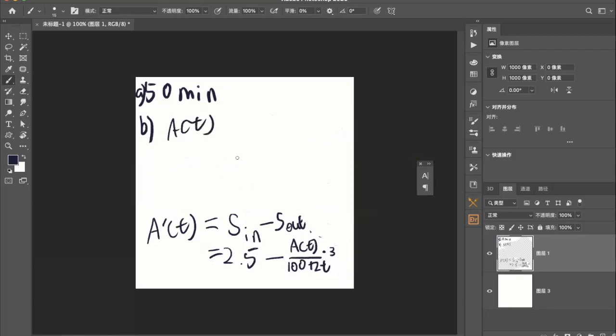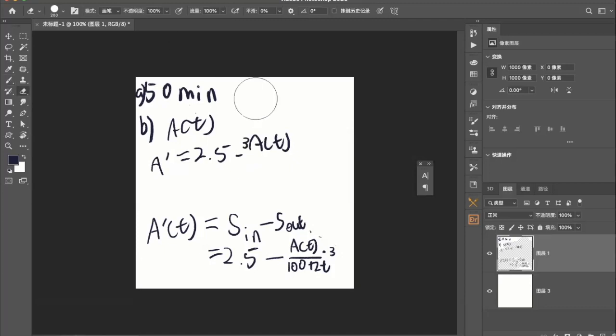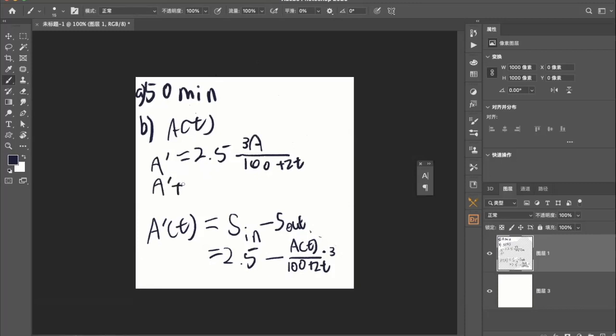Then we need to find A(t). So we know how to plug in t, which is 15 minutes, so we know what A is. So how should we do it? Well, A prime equals 2.5 minus 3A(t) over 100 plus 2t. You know what? Let's just put A, so it will be, let's arrange it.